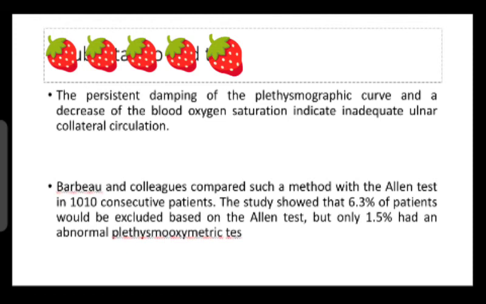Barbeau and colleagues compared such a method with Allen test in 1010 consecutive patients. The study showed that 6.3% patients would be excluded based on the Allen test, but only 1.5% had an abnormal plethysmographic test.